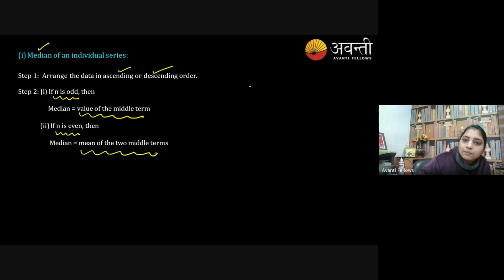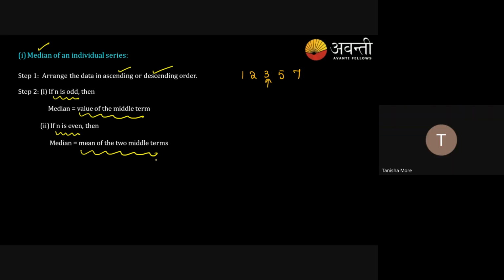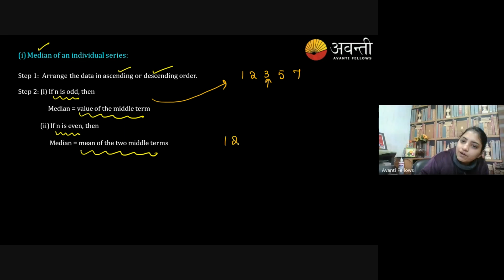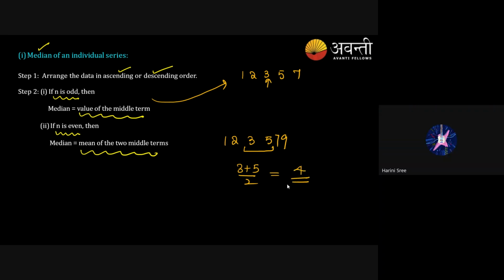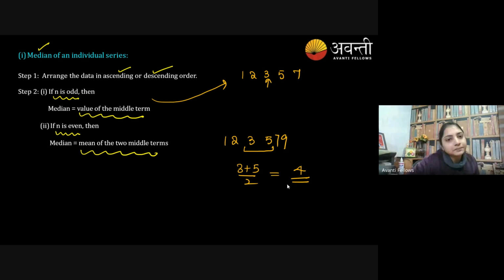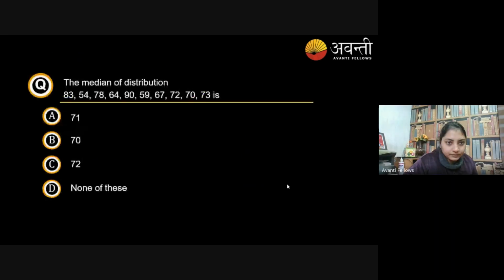For example, you are having 1, 2, 3, 5, 7. The number of items is odd, so the median will be the middle number, 3. If you are having 1, 2, 3, 5, 7, 9, now the number of items is even. It means the median will be the mean of these two middle items, that means 3 plus 5 divided by 2. So the median will be 4. Clear to everyone? So can you calculate the median for this question?